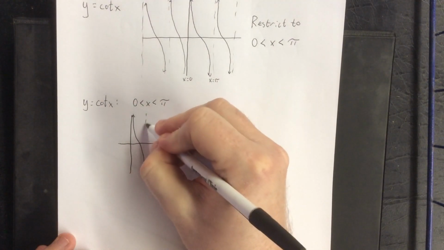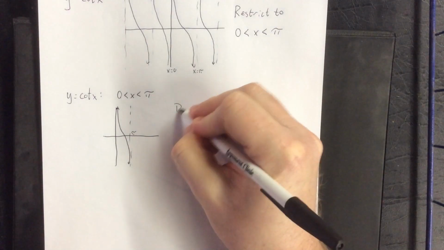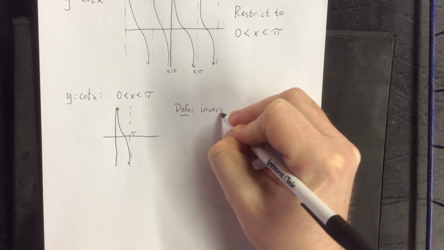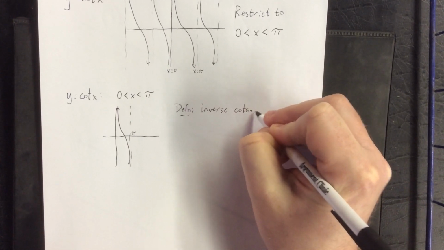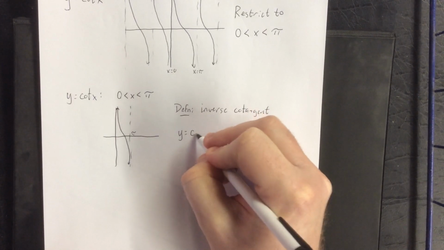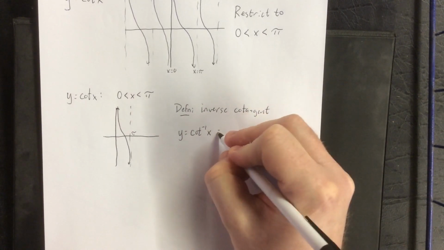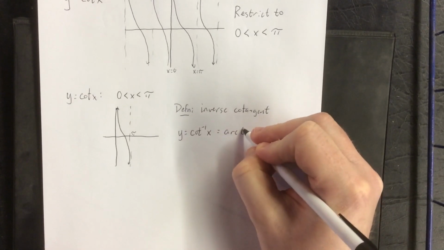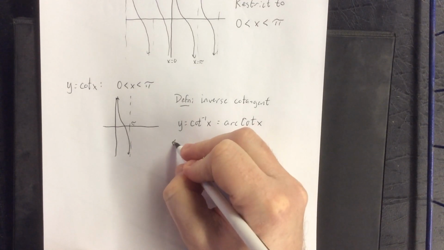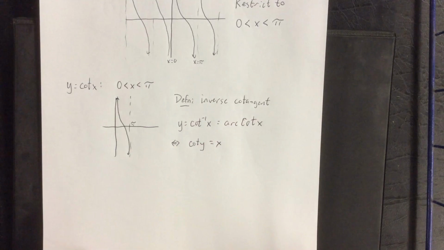So we can define the inverse cotangent function. That'll be y is equal to one of two different notations that we'll see. So inverse cotangent of x, also known as the arc cotangent of x. This is equivalent to the statement that the cotangent of y is equal to x.